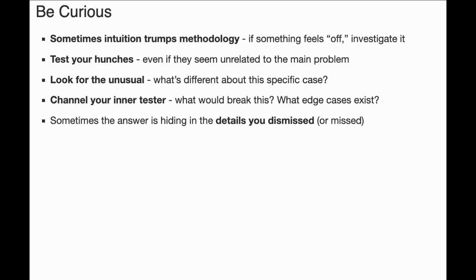Channel your inner tester. What would break this? What edge cases exist? This comes from my background as a software tester. Good testers don't just follow happy paths. They ask, how do I break this? What would cause exactly this kind of failure? I've used this method many times recently to reproduce weird race conditions or bugs by breaking things in a controlled and methodical way. It's like reverse engineering the problem.